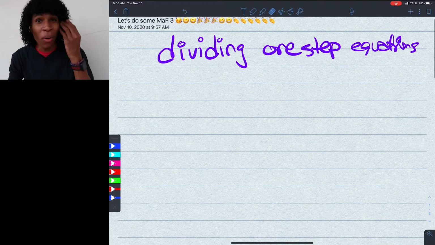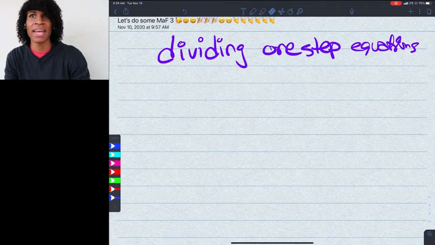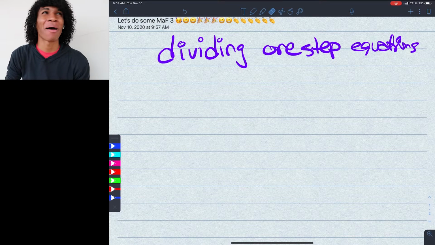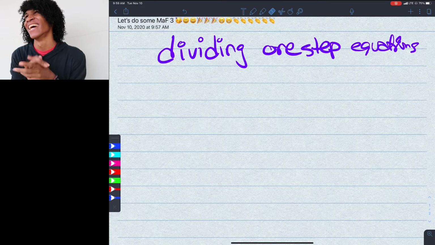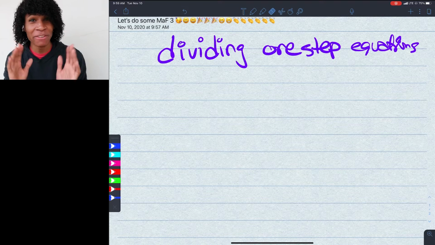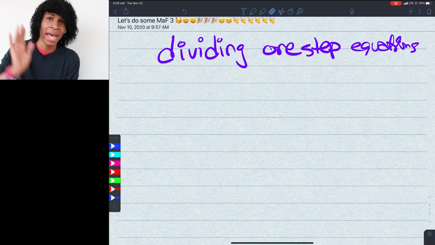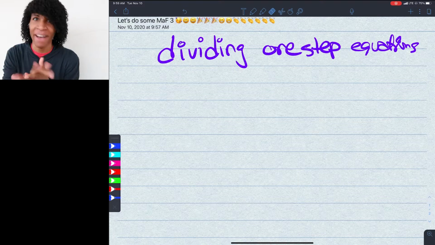Okay, everybody, welcome to part 3, chapter 3, whatever you want to call this. Today, we're going to be dividing. I have to remind myself what we're doing in each of these because I'm making these as I go. So we're dividing one-step equations this time. Last time we multiplied, and the time before that we added and subtracted. So this time we are dividing.